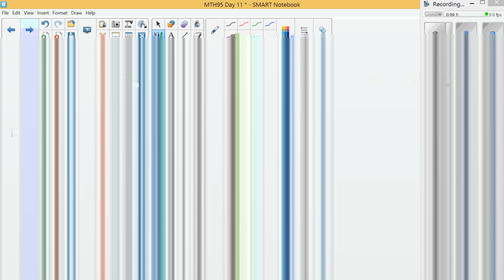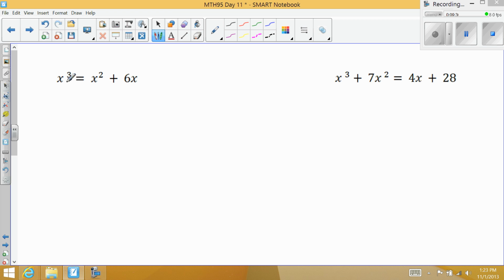A couple more to try here. These get a little more interesting because we have some third powers here, x cubes. But again, we want to first get everything set equal to 0 before we factor, and then we'll see how many factors we have. We may have more than 2 solutions on these.